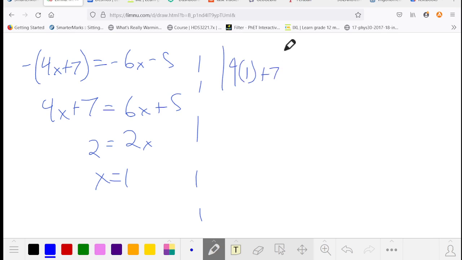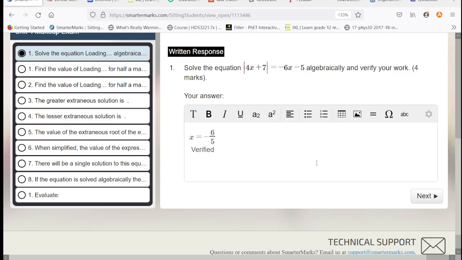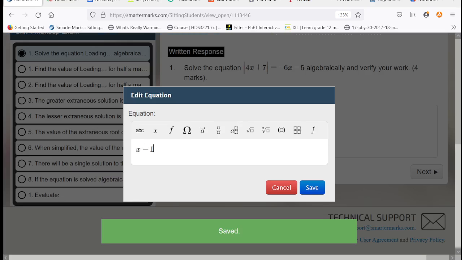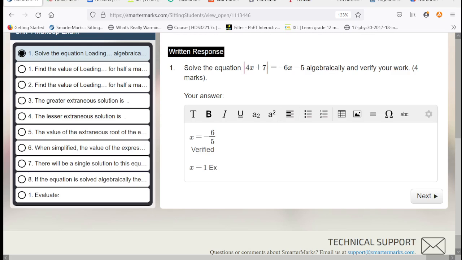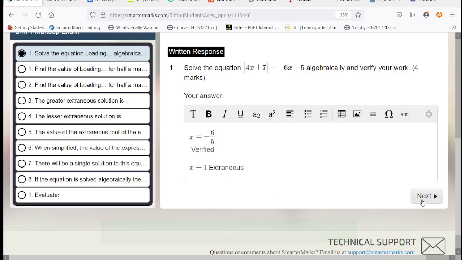4 times 1 plus 7 is 11. That's our left-hand side. And negative 6 minus 5 is negative 11, which is our right-hand side. Positive 11 and negative 11 are two different numbers. So our x equals 1 solution is an extraneous solution. So we have 4 marks here, 1 for each of the solutions, and 1 for the verification or proof that it's extraneous.